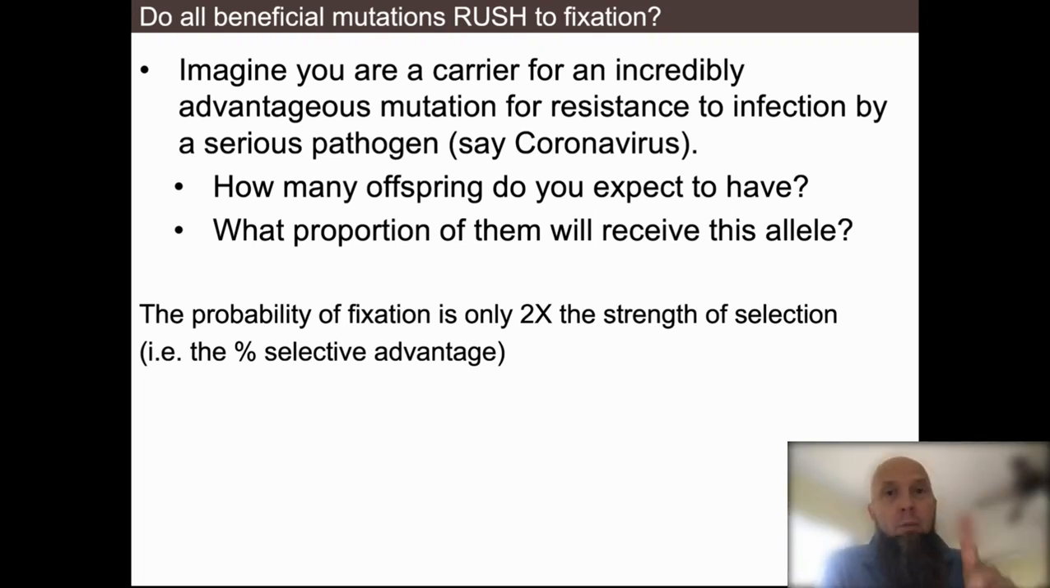Now, you probably only have one copy of it. Let's say your mother gave it to you. There was a mutation as she was creating the egg that became you. Father didn't have it, so you're heterozygous. How many offspring are you going to have? One, two, less than 25, I would imagine. Not a whole lot in the grand scheme of billions of humans on this planet, okay? So let's just say you have two offspring. What proportion of them are going to get that allele?